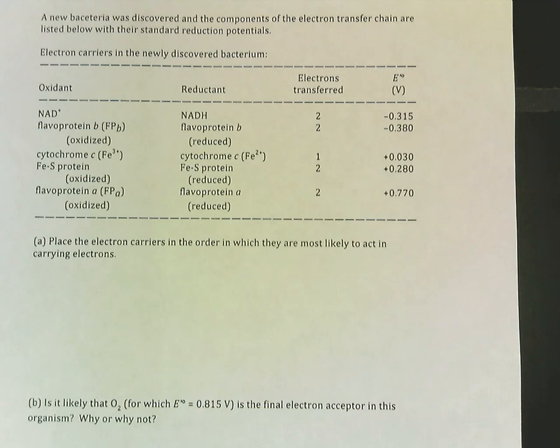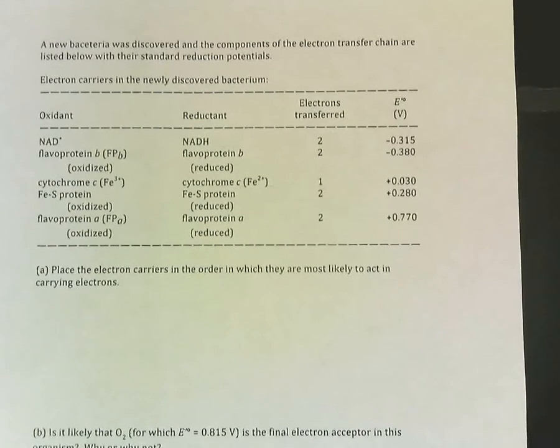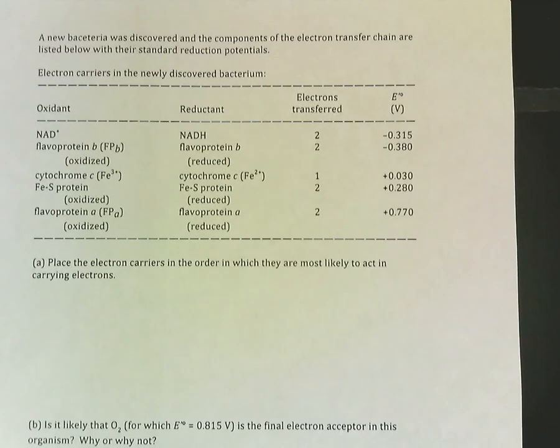There we go. So we have this new bacteria that was discovered, and it has the following components as part of its electron transfer chain. That's what you can see. It has 5 different electron carriers. How would I go about answering part A? How do I figure out in what order these electron carriers exist?